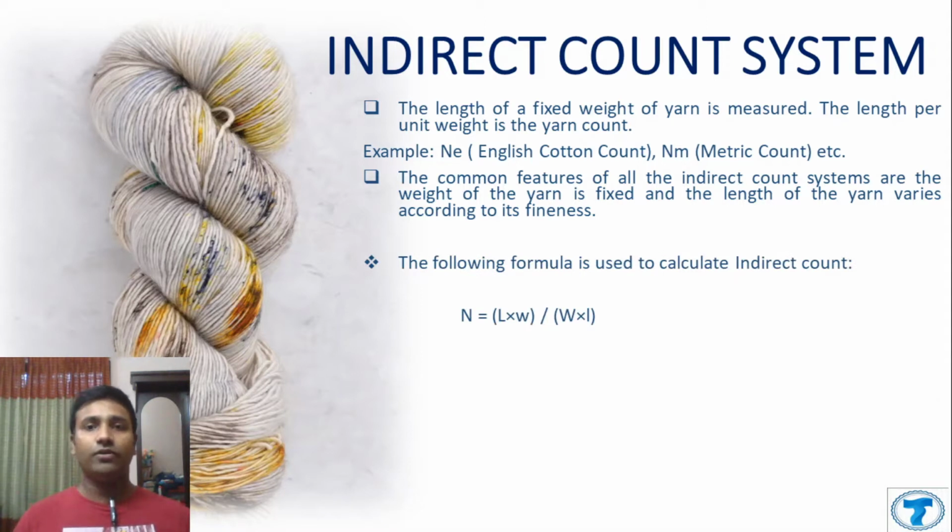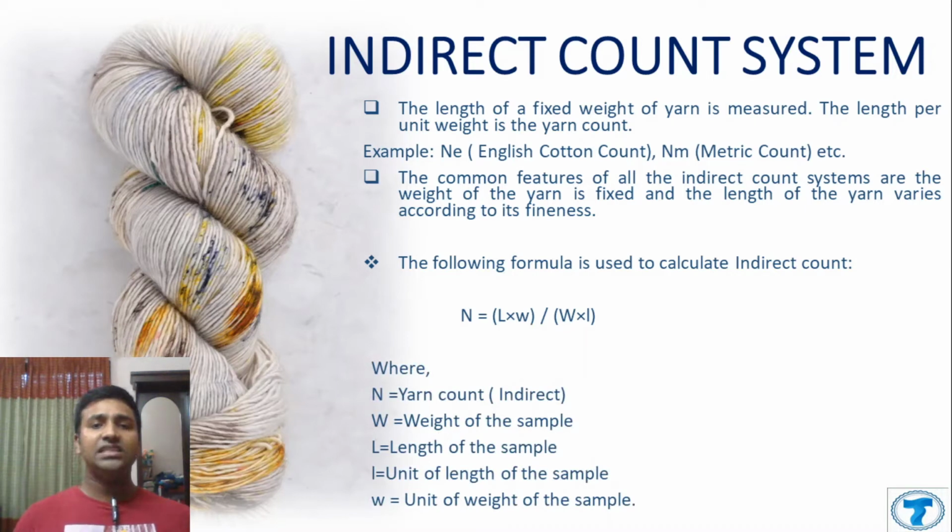Let's see the following formula for the indirect count system. The formula is capital N equals capital L into small w divided by capital W into small l, where capital N is the yarn count derived in the indirect system, capital W is the weight of the sample, capital L is the length of the sample, small l is the unit of the length of the sample and small w is the unit of the weight of the sample.